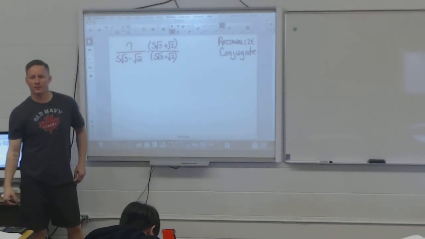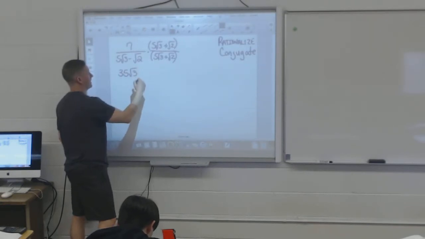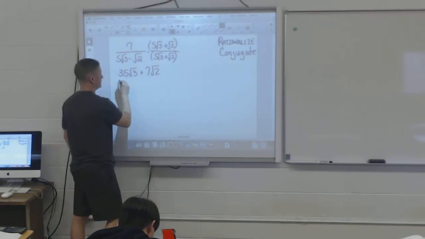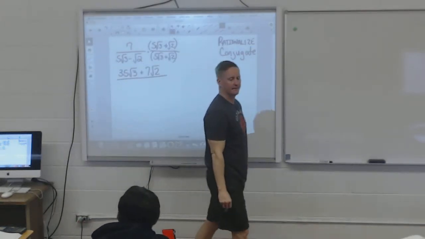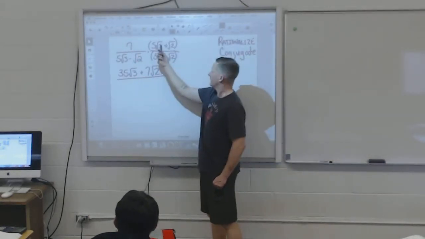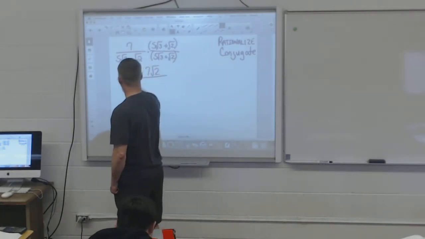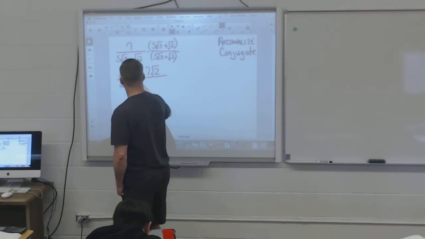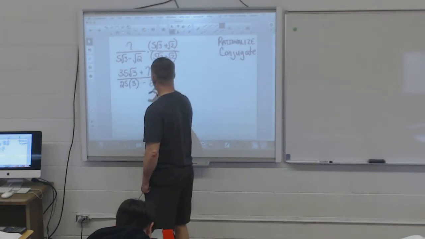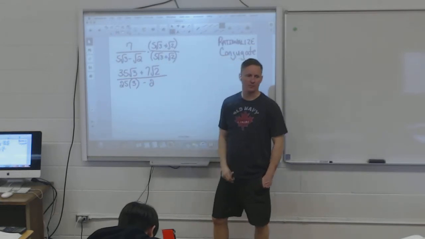So multiplying the 7 through on the top, what do I get? 35 square root 3 plus 7 root 2. So I multiplied the 7 by this and the 7 by that. Now I'm going to multiply these two together. So what do I get? 25 square root 3 times square root 3 is just 3 minus 2. Square root 2 times square root 2 is 2.